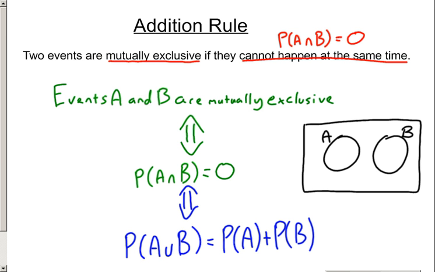If they're not mutually exclusive, we have one rule: the probability of A union B is the probability of A plus the probability of B minus the intersection. But if they are mutually exclusive, we have this one here, where the probability of A union B is just the probability of A plus the probability of B.